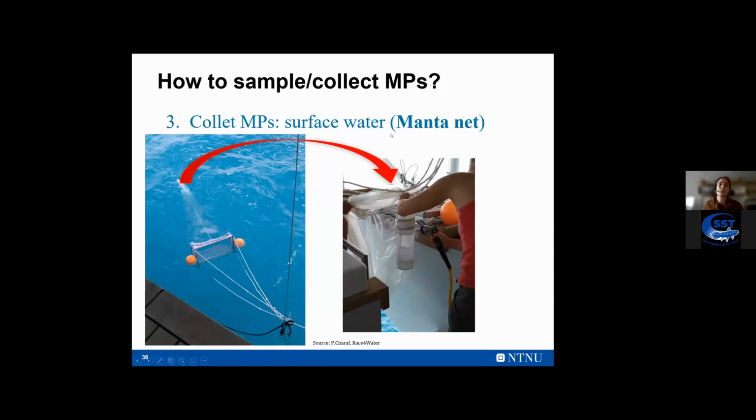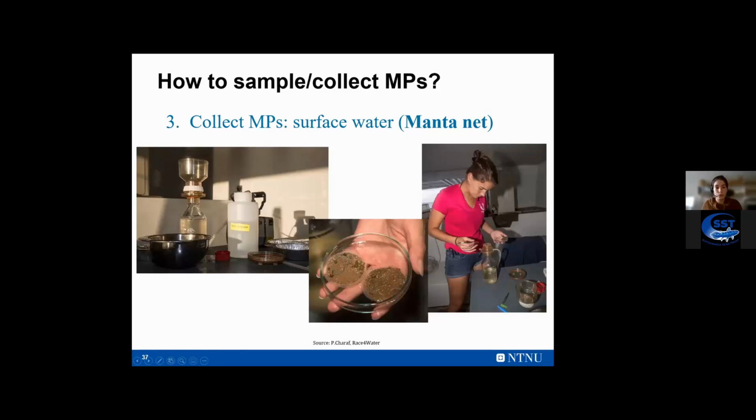If we want to collect microplastic in the water, we have different options to do it. The most common one is the manta net. So this is the manta net. It's just a net that we drag along on the surface water, and we collect everything in this, and then we filter the water. On the filters, we try to find and pick the microplastics, either by hand, which takes such a long time. Otherwise, we also have some instruments that can measure if a polymer is detected on the filter.